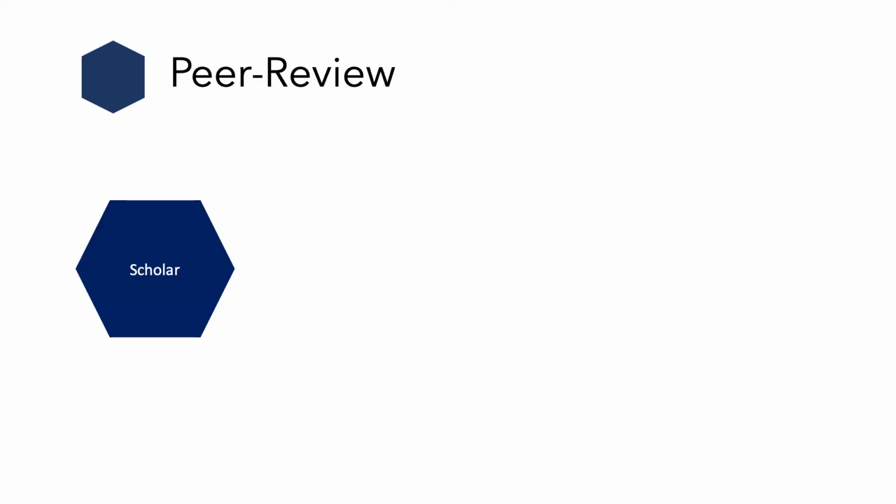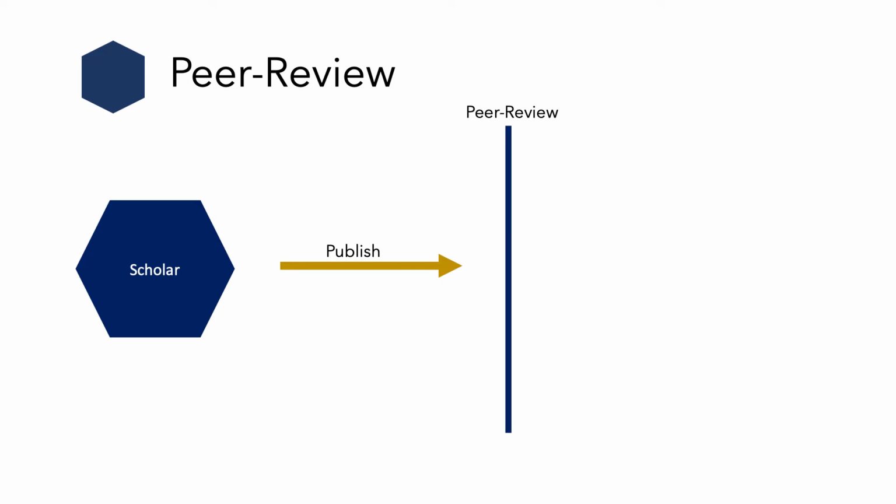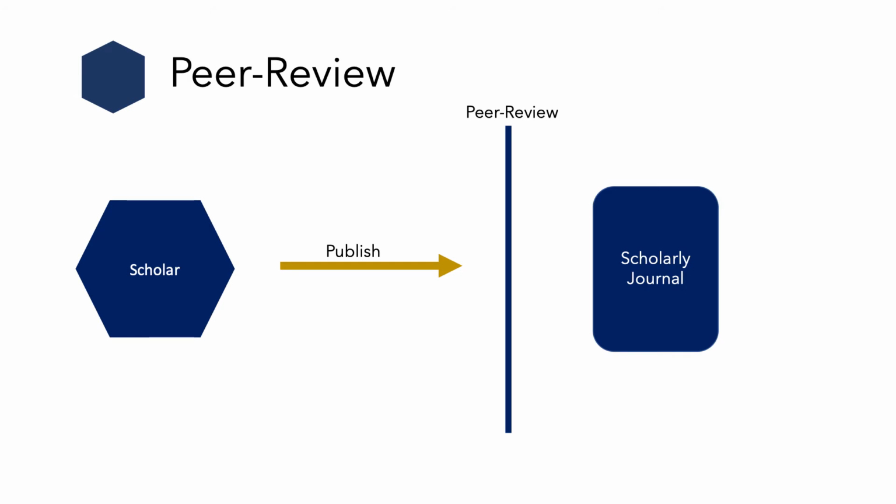An author writes an article on a topic they are an expert in. They submit the article to an academic journal to be published. But before it's officially published, it's sent out to a group of the expert's peers. These peers read and analyze the article to ensure that it is correct. After the article is accepted by the peer reviewers, it's published in the scholarly journal.